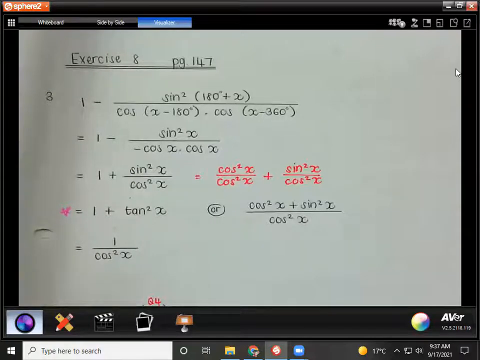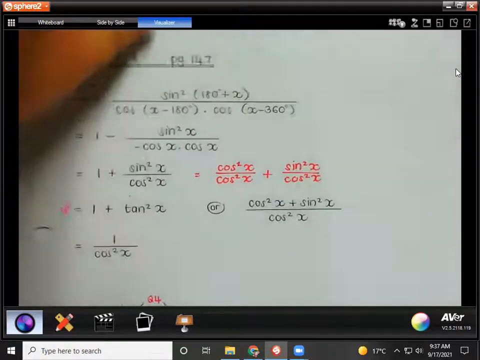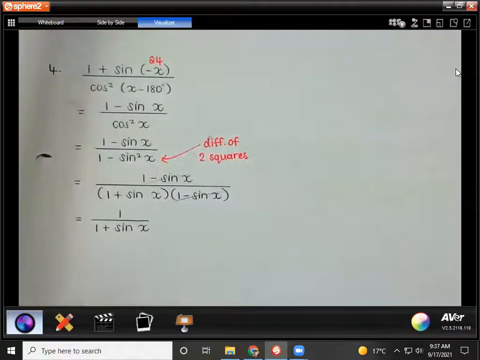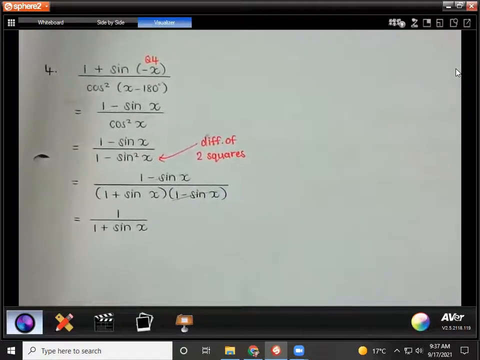Okay, can we move on to number 4? Number four. Okay, that's what I got for number 4. 1 over 1 plus sine x.